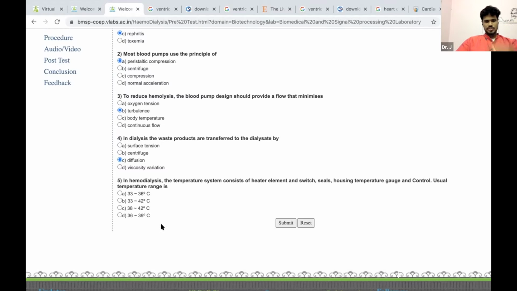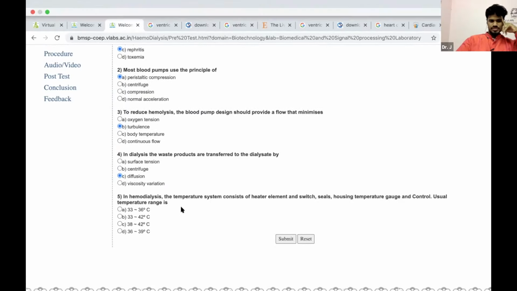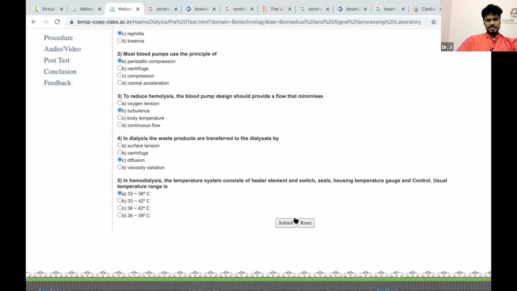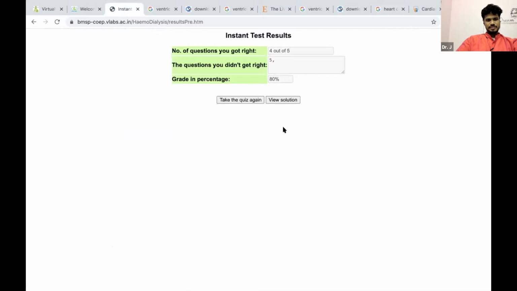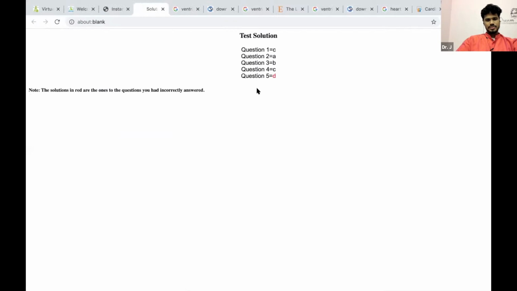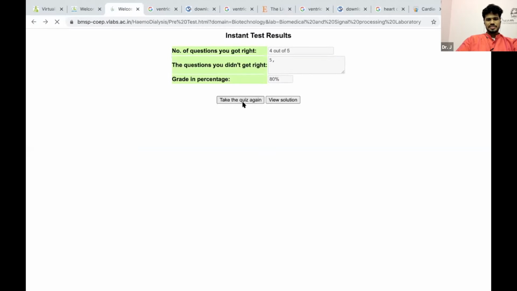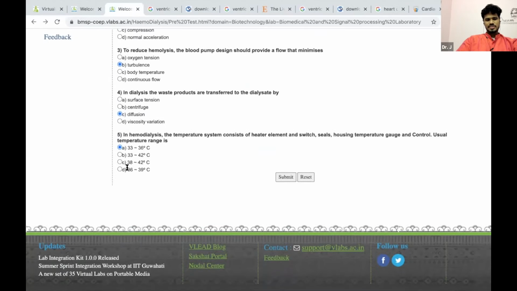Usual temperature range is what in hemodialysis? Wouldn't we try to keep it at body temperature? 36 to 39, somewhere in the body temperature range. Okay, let's say A, but likely D. My guess would be D. Okay, let's submit this and see. Yeah, view solution, and that is D. You maintain it at body temperature. So notice 37 point something, 36 to 39 is what you maintain the blood.